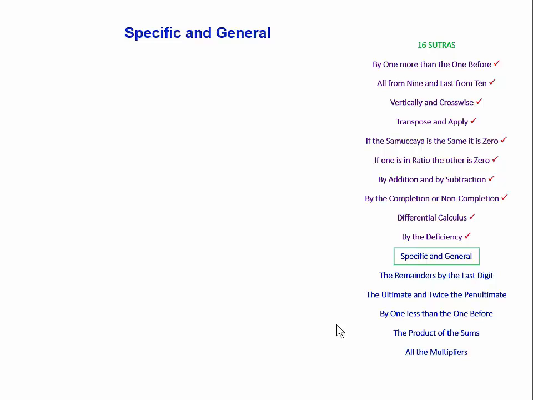Specific and general, Vyashti Samashti. Tirthji only shows one example of the application of this particular sutra in the solution of a certain type of biquadratic equation, and he explains that he actually uses the average in order to do it. So we're going to be using the average in order to carry out some division, or rather divisibility.